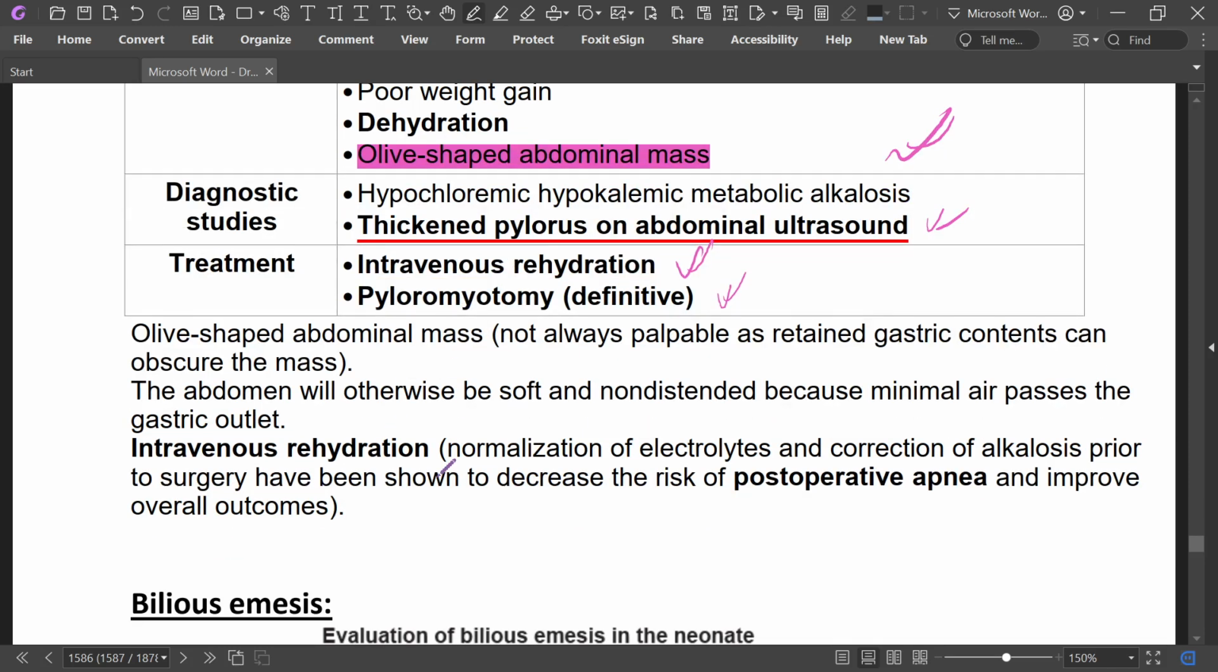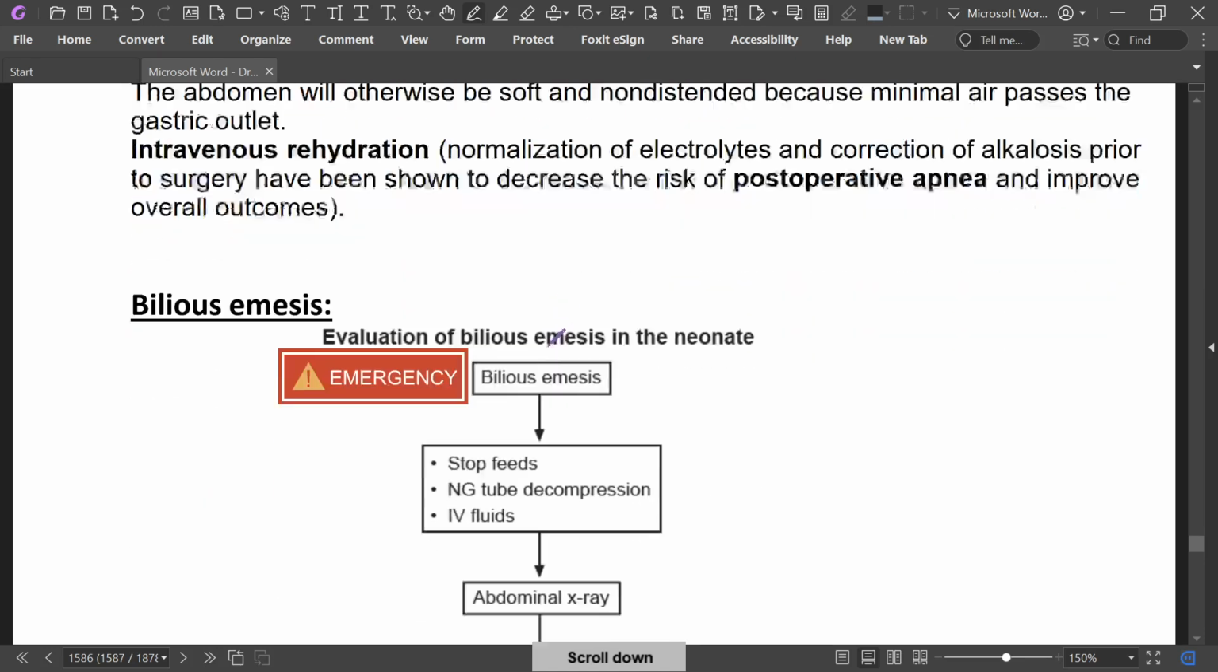The olive-shaped abdominal mass is not always palpable, as retained gastric contents can obscure the mass. The abdomen will otherwise be soft and non-distended because minimal air passes the gastric outlet. IV rehydration, normalization of electrolytes, and correction of the alkalosis prior to surgery have been shown to decrease the risk of postoperative apnea and improve outcomes.